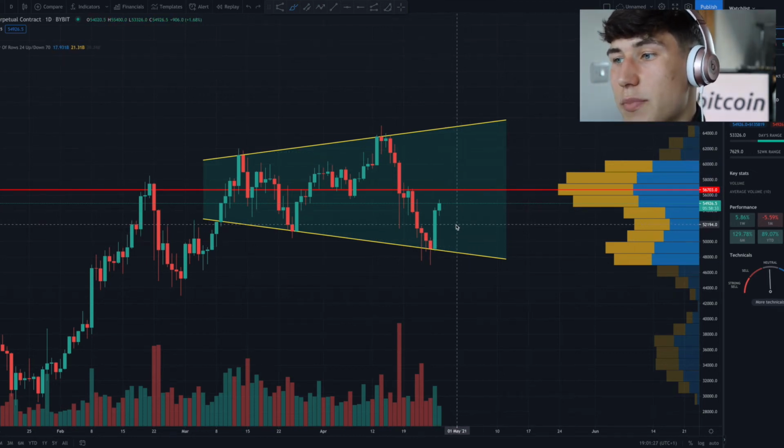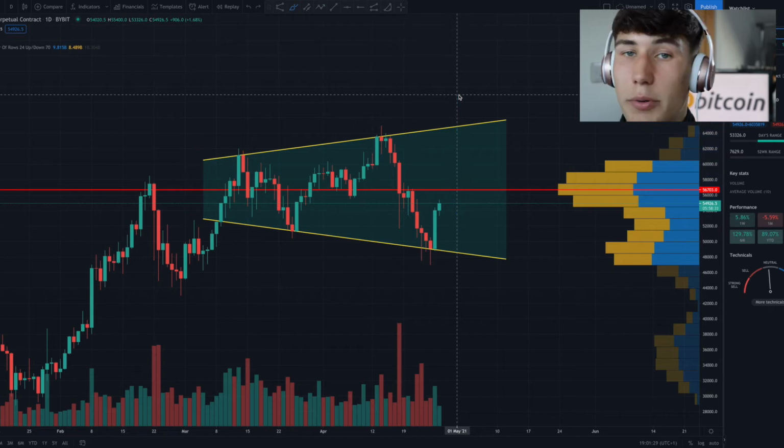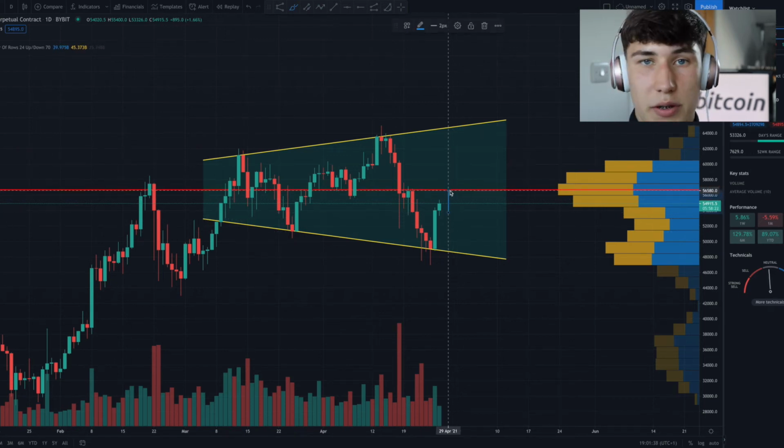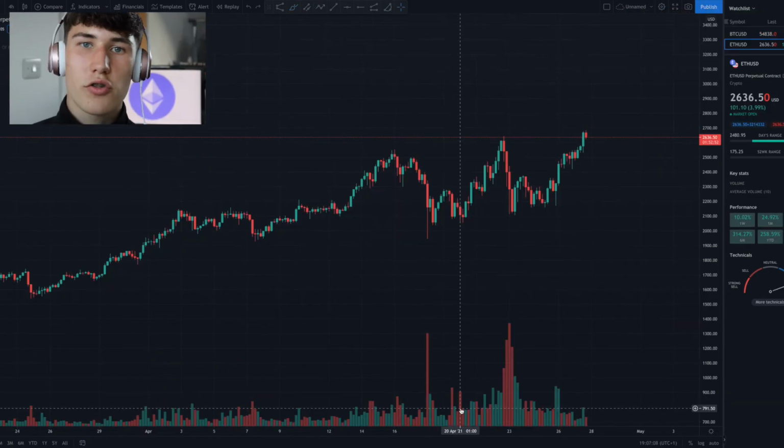So right now we are unsure where this pattern is going to take Bitcoin. I would think that this pattern is going to take Bitcoin to the bullish route, which is breaking above this Megaphone. However, in the short term, we just need to break back above this VPVR first. So moving on to Ethereum.